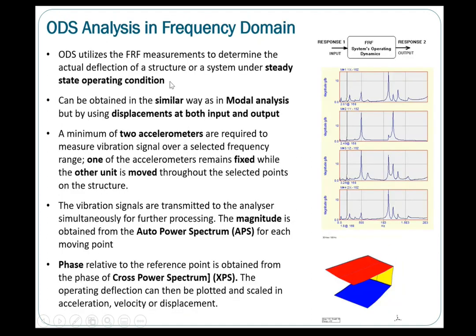So in frequency domain ODS, whatever the sensor, it is usually under steady state operating. So if you are at fixed running frequencies, then usually you can use what we call a frequency domain ODS. Okay, so you get the time signals. Through auto power spectrums, you get the spectrums, right? To get the magnitudes. Cross power spectrum, you get the relative phase.